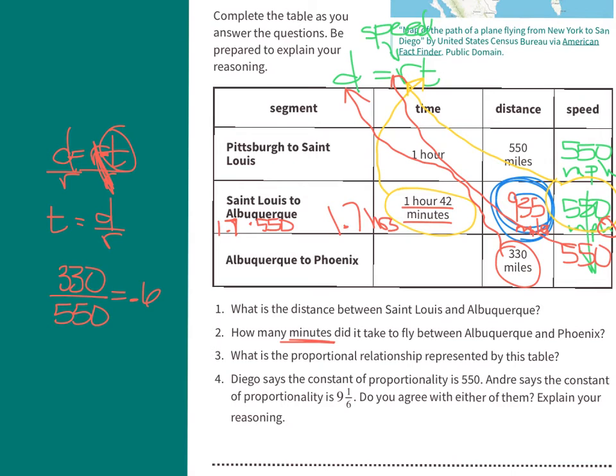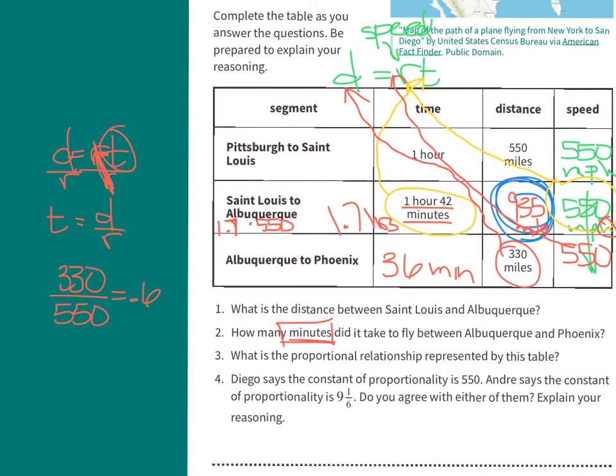Okay, so that's 0.6 of an hour, though. We have to convert it into minutes right here on number 2. There's 60 minutes in an hour, so we just go 0.6 times 60, and we get 36 minutes. Okay? What is the proportional relationship represented by this table?